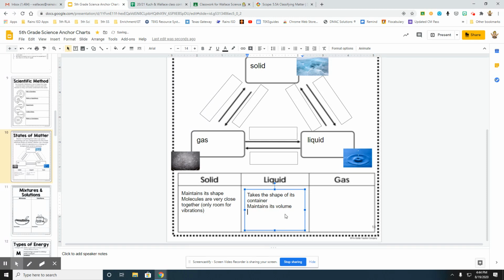Now, molecules in a liquid are going to be spread a little bit further apart. That's why that liquid is able to move a little bit more. So molecules are spread further. Well, let me spell molecules right.